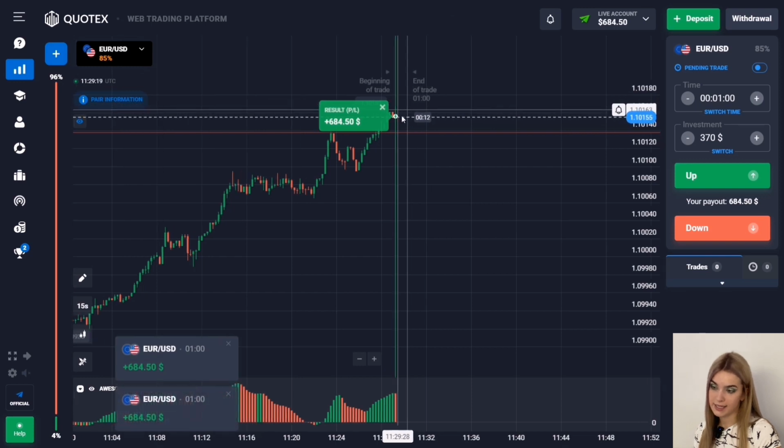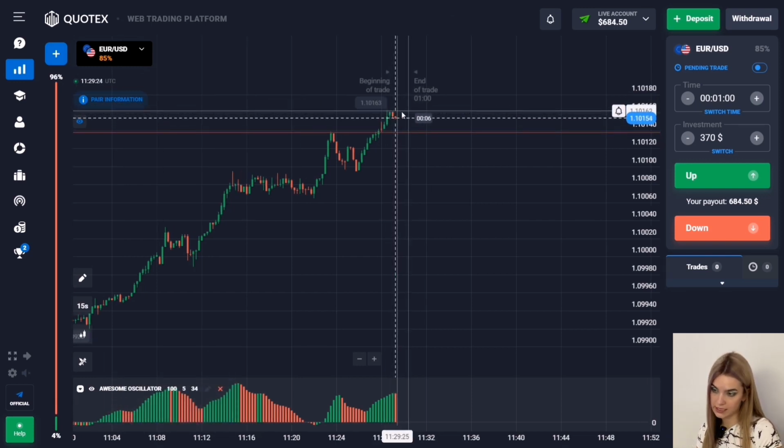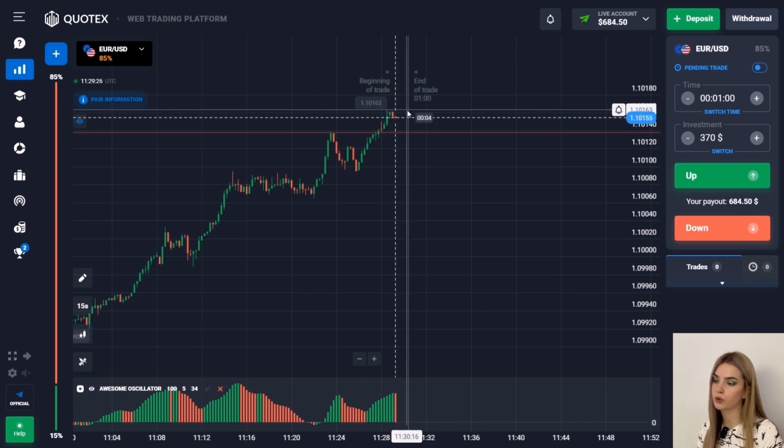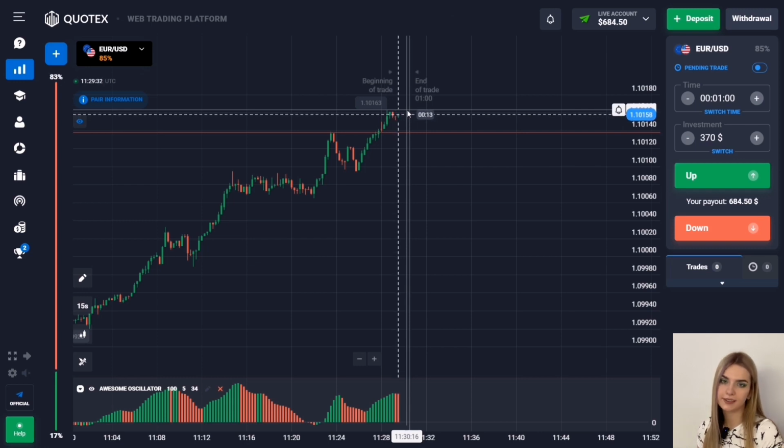Well, not bad guys. As you can see, the price continues to move up. The resistance level was indeed broken, and here we are making profit. This indicator also turned out to be right again. It gave us a really good entry point. Everything goes perfectly. Let's continue guys.